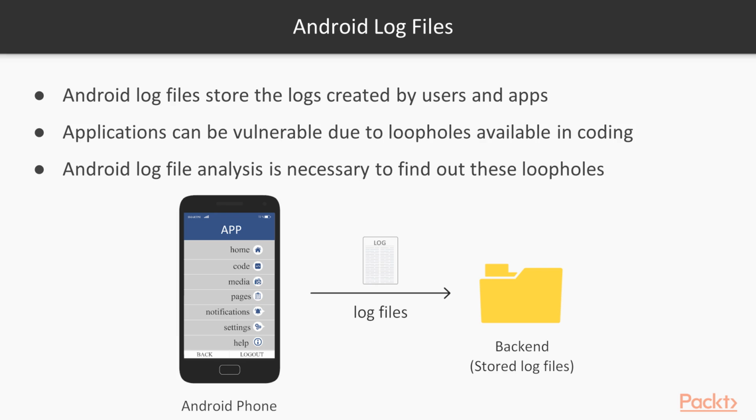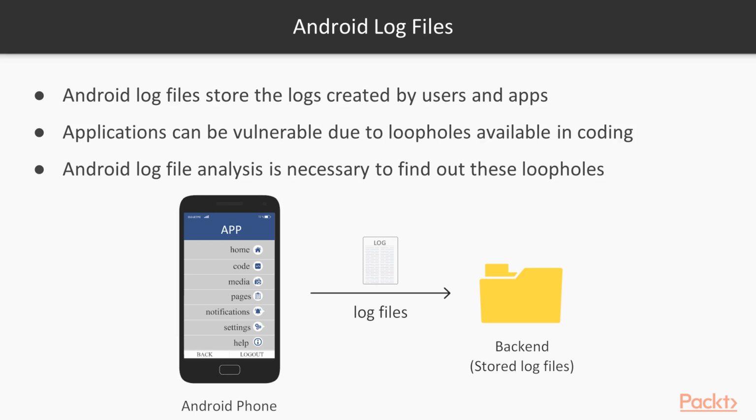Apps can be vulnerable due to loopholes available in coding. Absolutely correct. For example, in this mobile there is an app A, and A contains the user's username, password, card information, etc. If app A is vulnerable, what will happen? When app A creates logs inside the Android machine, they will be inside the log files. So maybe due to the vulnerability inside app A, in the log files you can find secret information, some user information, user credentials in plain text.